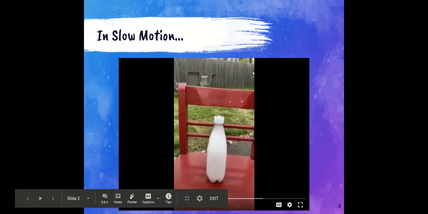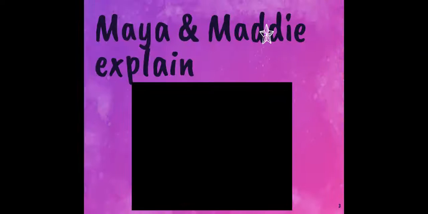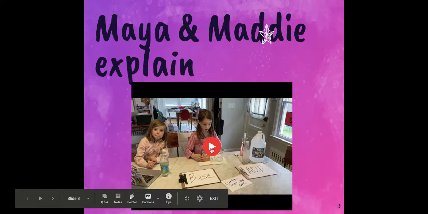First we have our fountain happening in slow motion. You could see the bubbles coming out there from the top as the vinegar and the baking soda mix together. And when it's really going full force, you see it's just spewing out of the top. All of that gas is exiting the little hole in the top of the fountain. Okay, so Maya and Maddie are going to explain a little bit more about why this is happening.